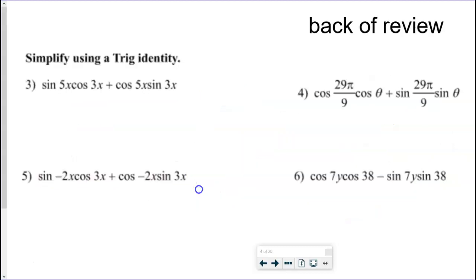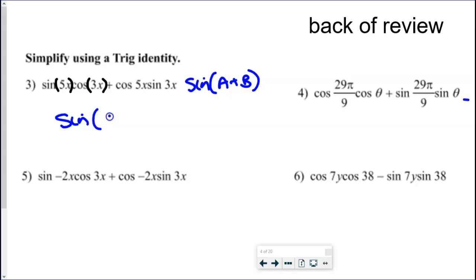All right, so this, let's see, this is on the back of your review, and it's a lot of those same questions. So I have to identify the identity that we're looking at. And I don't really like the way the computer does the text here. This is like the sine of 5x times the cosine of 3x. I wish they had parentheses, but whatever. So we have sine, cosine plus cosine, sine. That condenses down into the sine of a plus b. So for us, that would look like 5x plus 3x, better known as 8x. And that's the type of question that you're going to be seeing on your test.